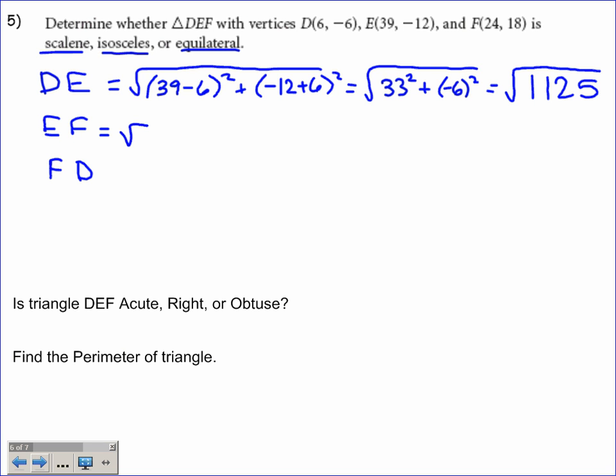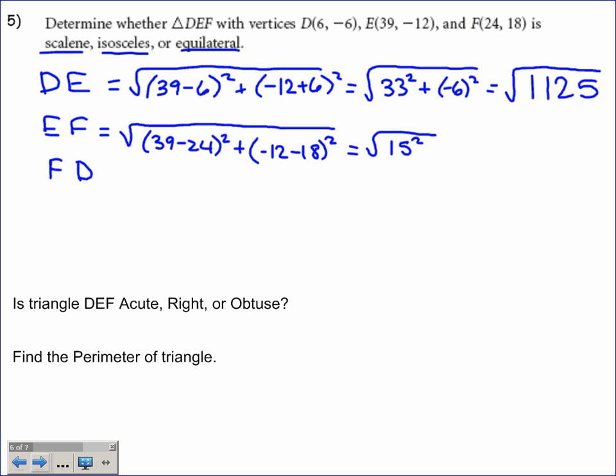What do I have to do? 39 minus 24, square that. Okay, then what? Sounds good to me. 39 minus 24 gives us what? 15 squared. And what is this other part? Negative 12 minus 18. Negative 30 squared. Let's see, that's 900 plus 225. I think that's the same thing, isn't it? 1125.